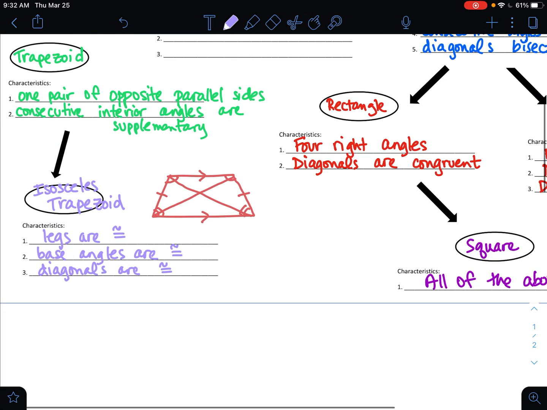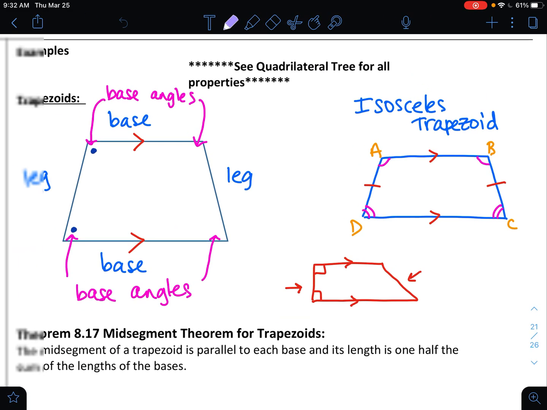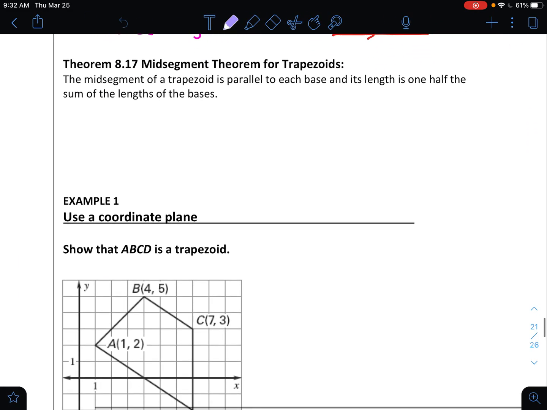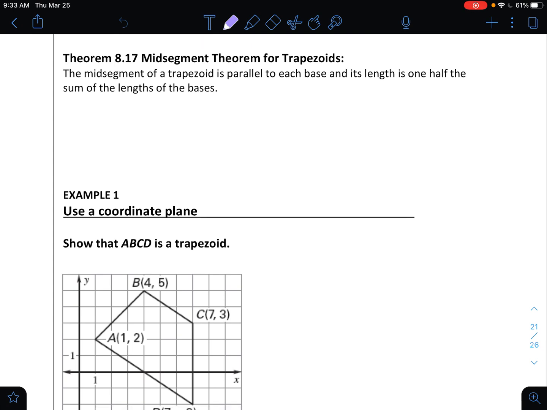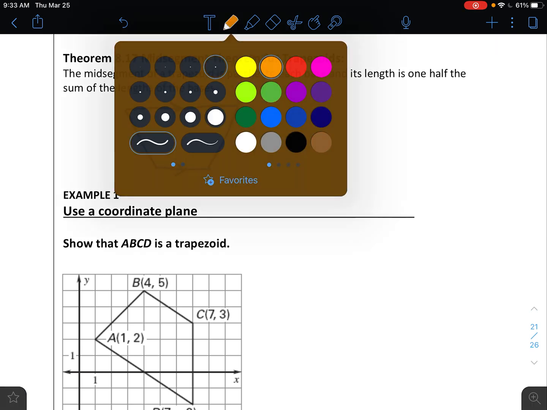Okay, that covers trapezoids. So I want to go back to the notes packet. Let's go through some examples about trapezoids, and then we will switch over to kites. We do have a theorem for a trapezoid called the mid-segment theorem. So let's draw a picture first, and then we'll add to it. Let's just draw a trapezoid, maybe draw the top a little bit longer. And if it's a trapezoid, let's add the parallel marks.